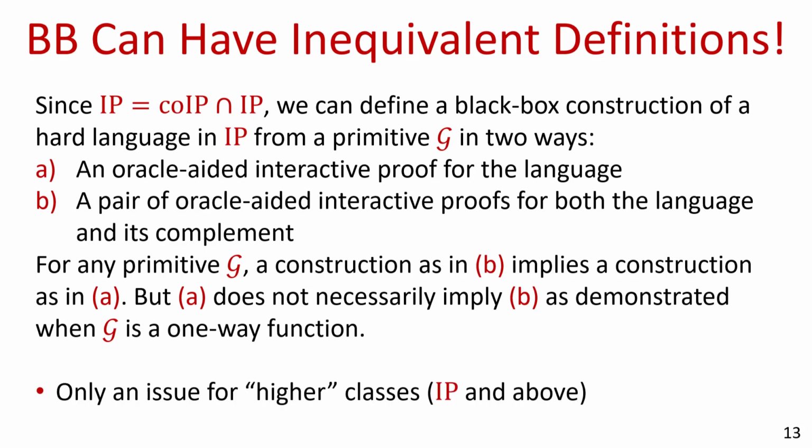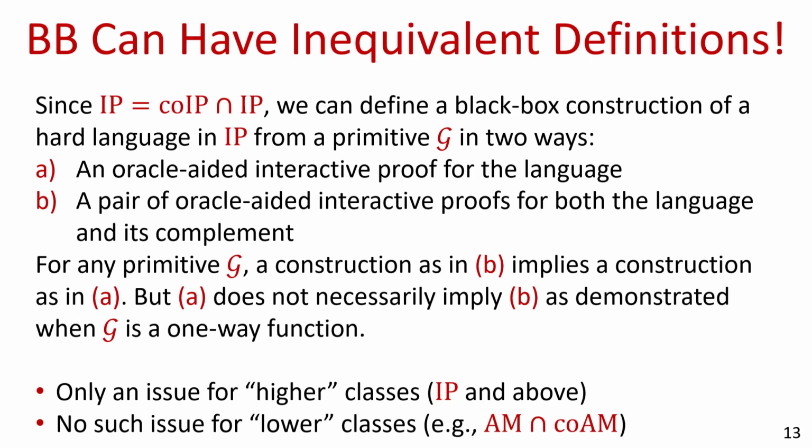We note, however, that the issue of inequivalent definitions and the issue that containment does not imply black box constructions appear only in higher classes, namely IP and above, where non-black box techniques are used to establish some of the containments between complexity classes. These issues are typically not present in lower classes, such as AM intersect CoAM, where most, if not all, containments are established via black box techniques.